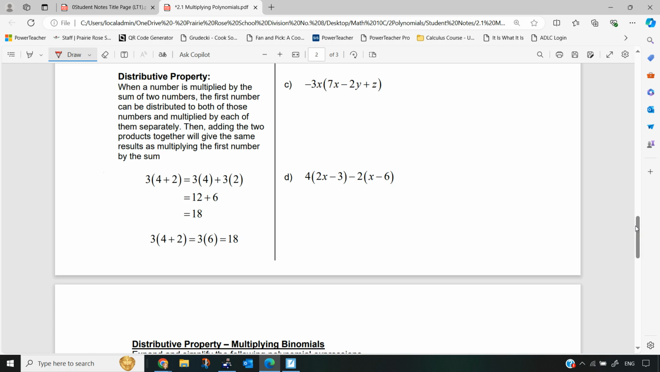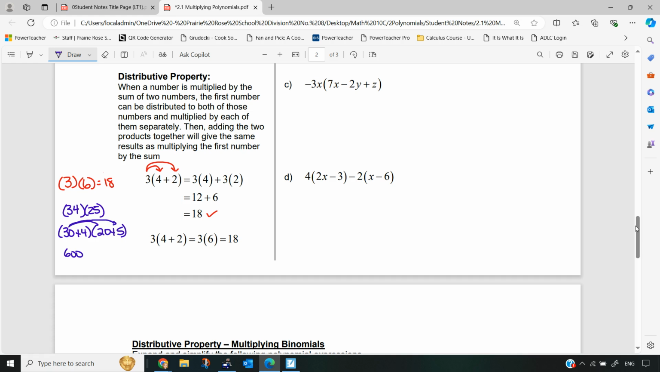Here we have 3 times 4 plus 2, which is really just 3 times 6, which we know is 18. Notice that 3 times 4 is 12, 3 times positive 2 is positive 6, and 12 plus 6 is 18. I can also use this concept to multiply larger numbers. For example, if I wanted to multiply 34 times 25, instead of setting up my multiplication grid and multiplying this out, I could also write this as 30 plus 4 times 20 plus 5. 30 times 20 is 600.